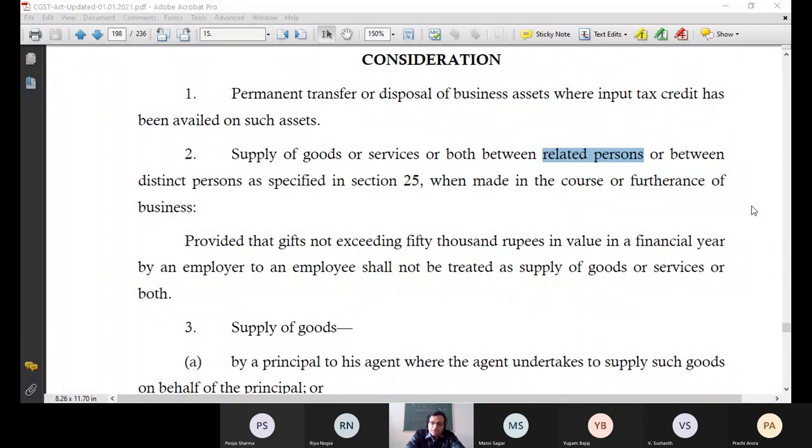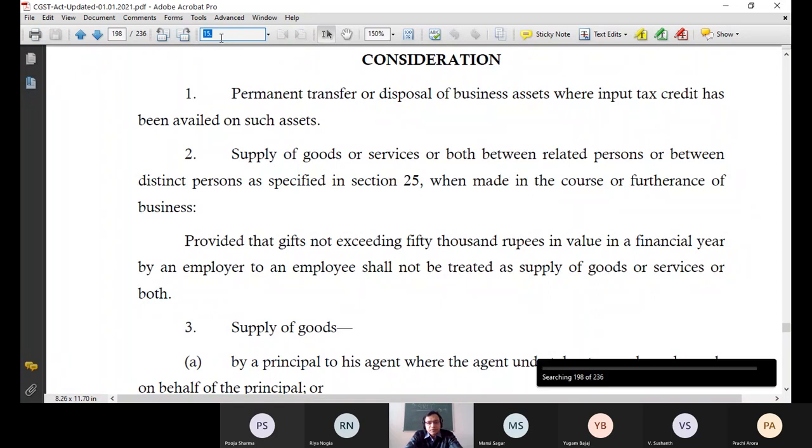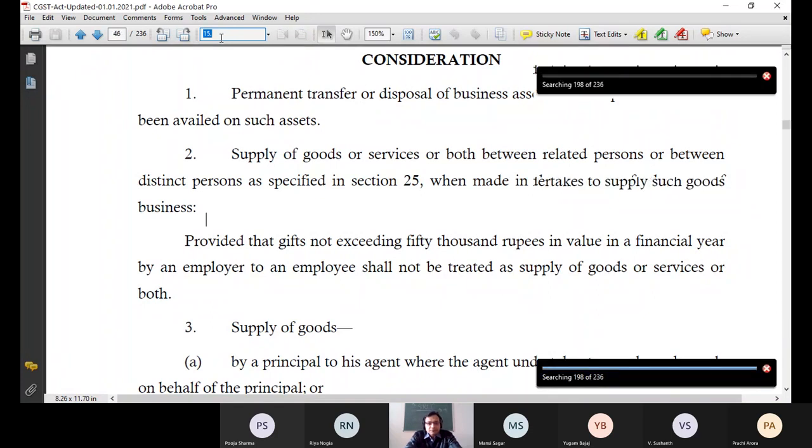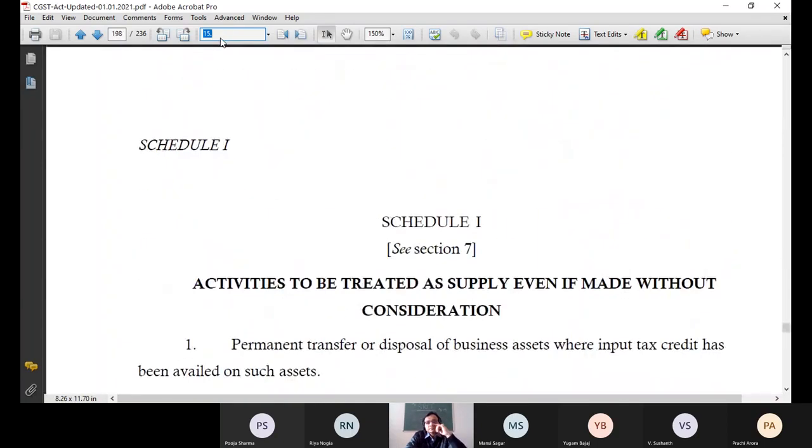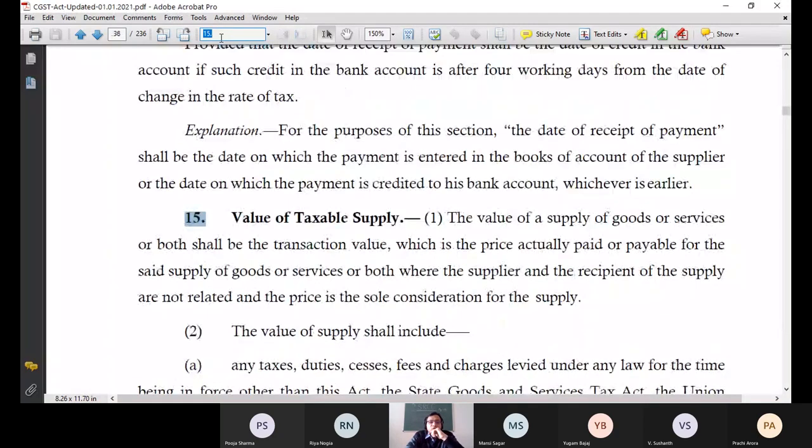So let me share now section 25, and you will find this definition there. Not section 25, section 15. Now the heading of section 15 is value of taxable supply. This we will do later on. This is the value on which we have to pay GST.